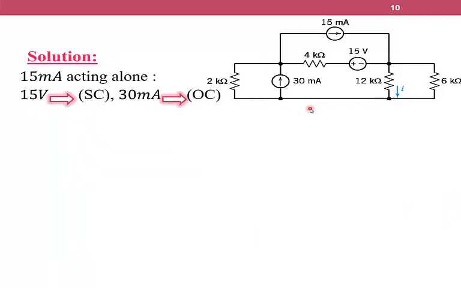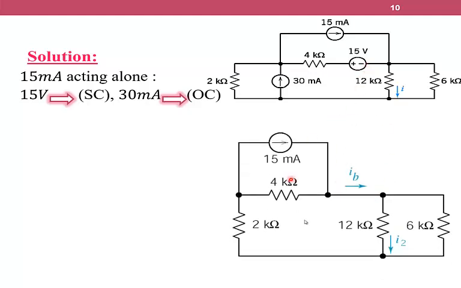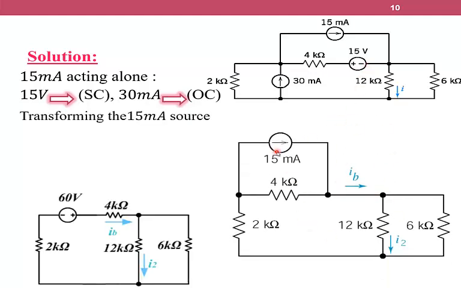Right now we are going to calculate the current due to the 15 milliampere source acting alone. So we are going to make the 30 milliampere here an open circuit and the 15 volt a closed circuit. The circuit will become as follows. We could transform the 15 milliampere current source to a voltage source. To make it a voltage source, we are going to use Ohm's law, V equals IR. We have here I, we have here R. 15 multiplied by 4 equals 60 volts. So it is now replaced with a voltage source.